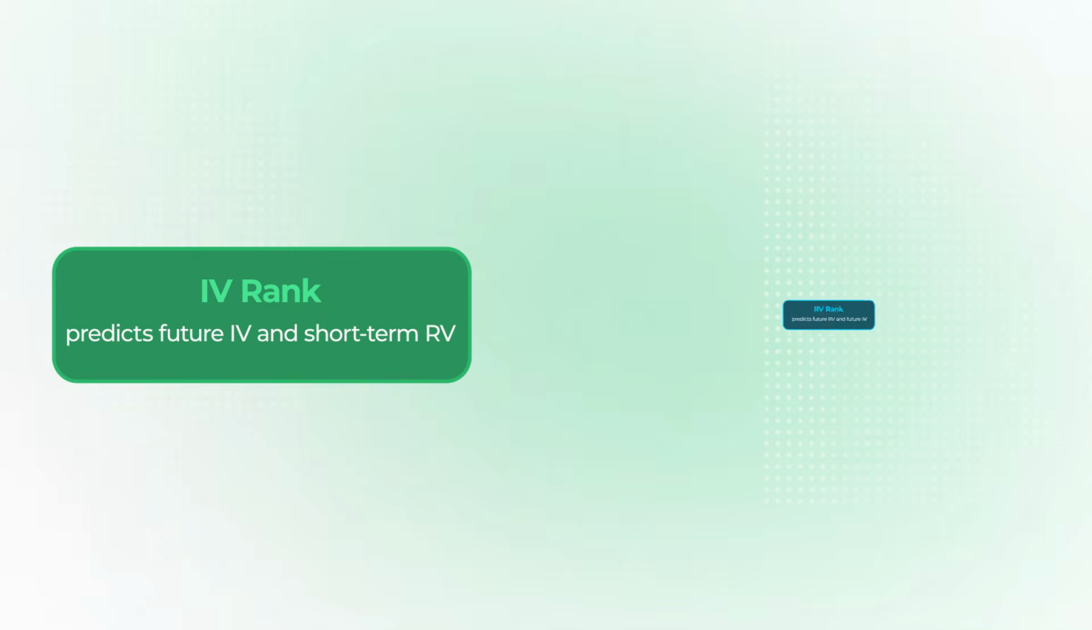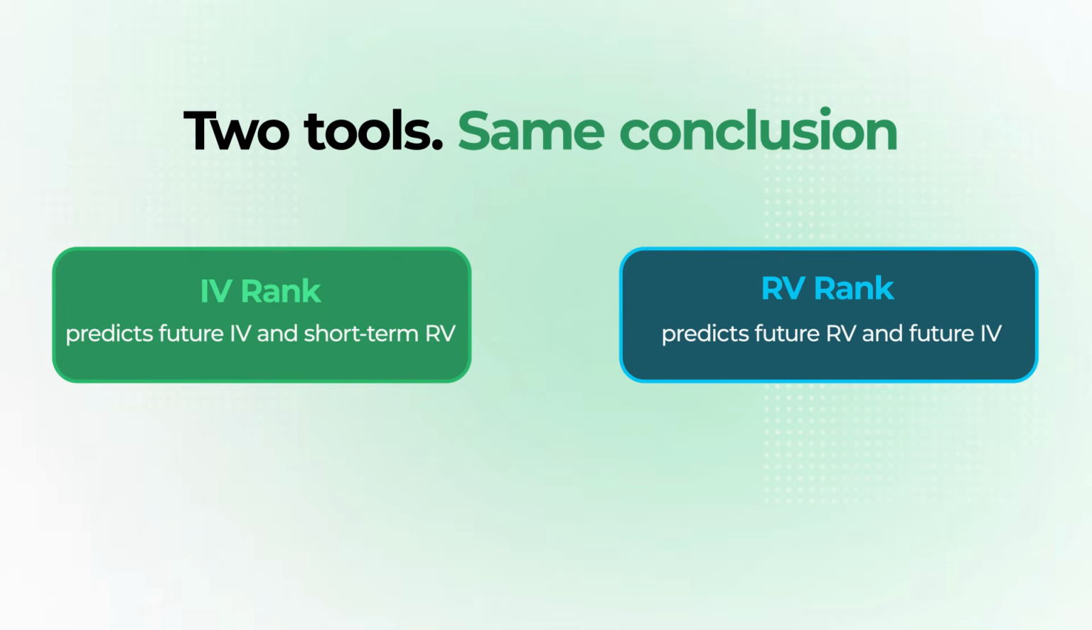So what's the practical takeaway from all three pieces of research? You have two independent tools, IV rank and RV rank, both pointing in the same direction. Use them together to find your best setups.